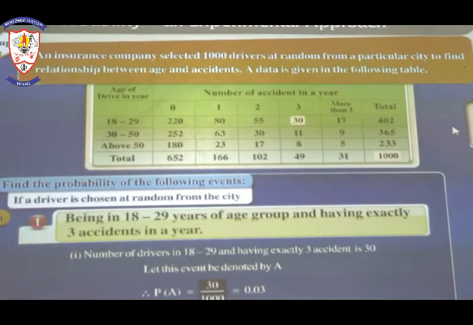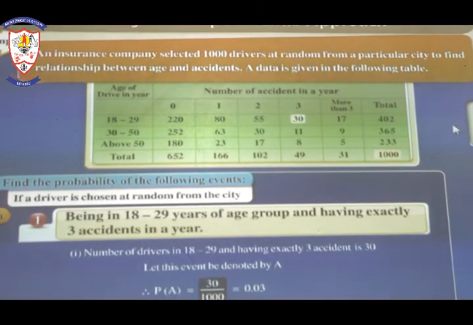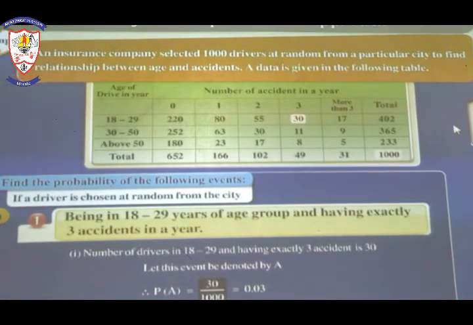So in the 18 to 29 age group, we see 0 accidents is 220, 1 accident in a year is 80, 2 accidents in a year is 55, 3 accidents in a year is 30, and more than 3 is 70. So when we add up, we get 402. In this way, all the information has been provided to us.